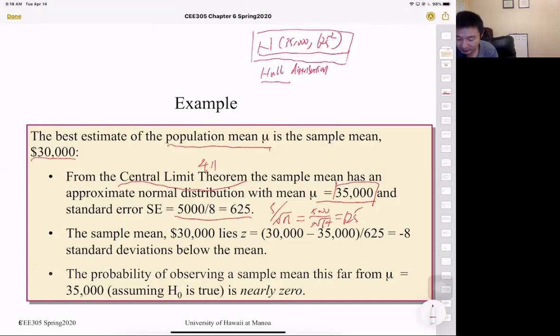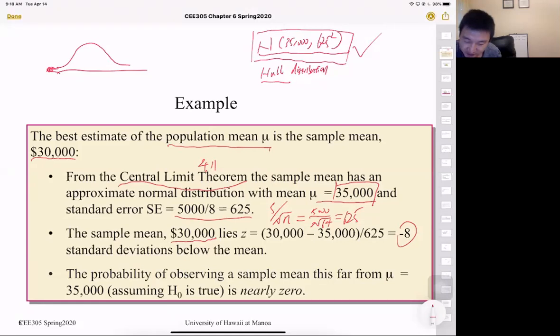Remember the sample mean is only $30,000. If we assume the claim is true, that should follow the null distribution. So we calculate the z-score, based on chapter 4, the z distribution, the normal distribution. We calculate the z-score for $30,000, and the z-value is -8. Remember the z distribution? So -8 is right here. It's very small.